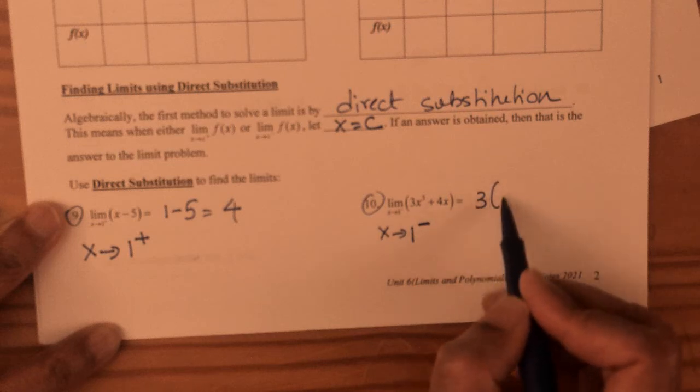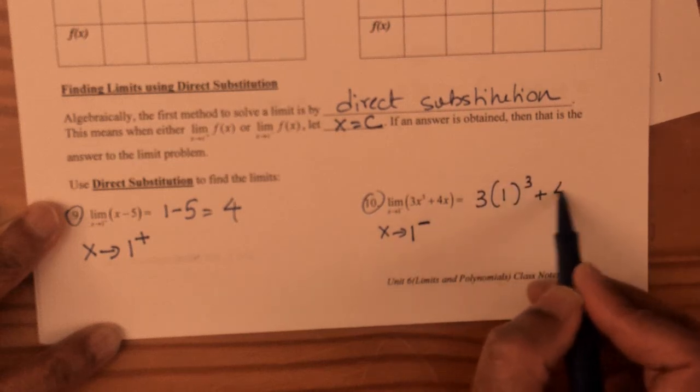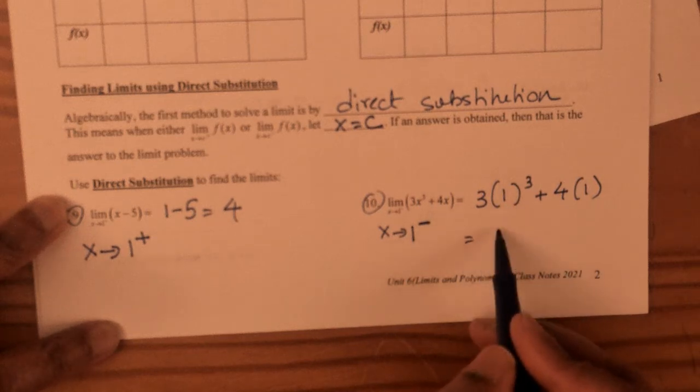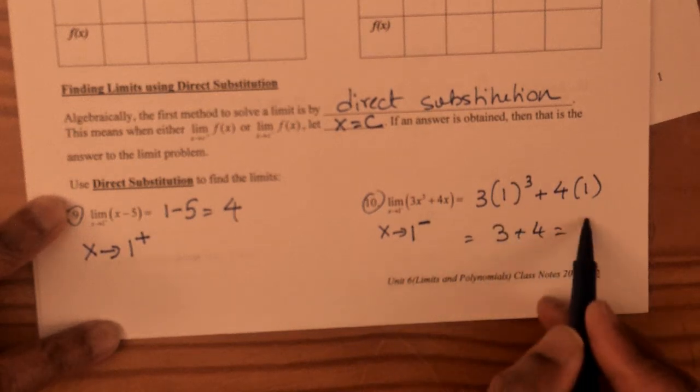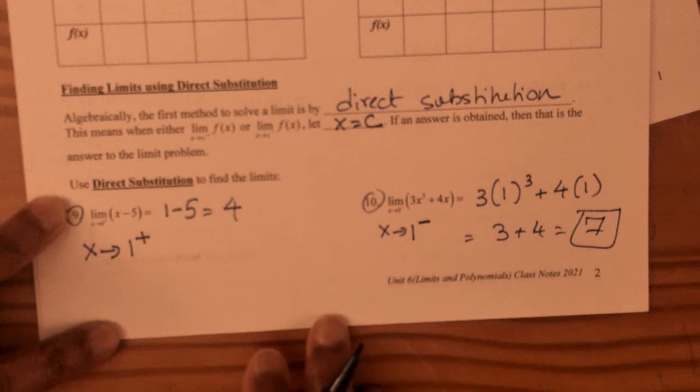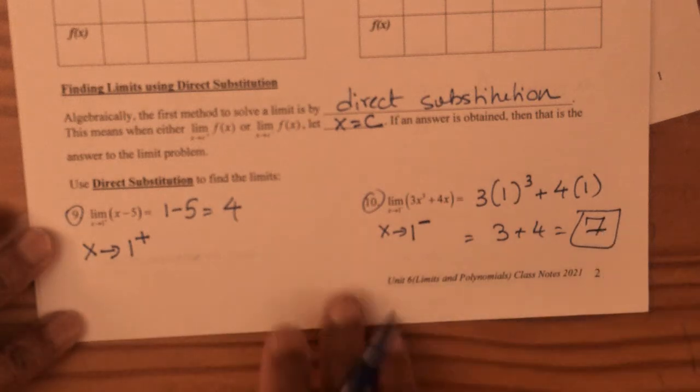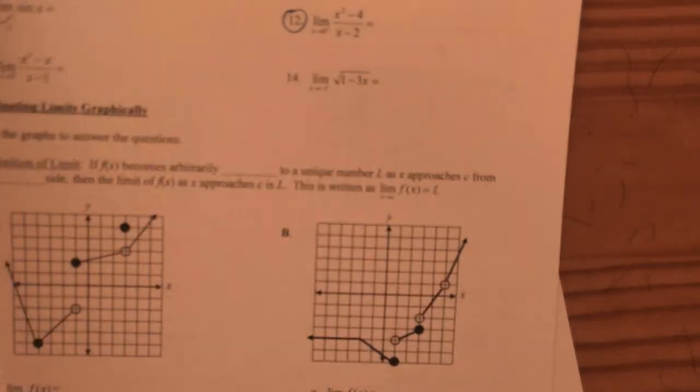So it's going to be 1 cubed plus 4 times 1. And what do you get? This is 3, this is 4, and you get 7. Alright, so this is just direct. If they ask you direct substitution, you're just going to substitute it. Okay, let's keep going. Let's look at one more for direct substitution, and then we'll look at the graph.